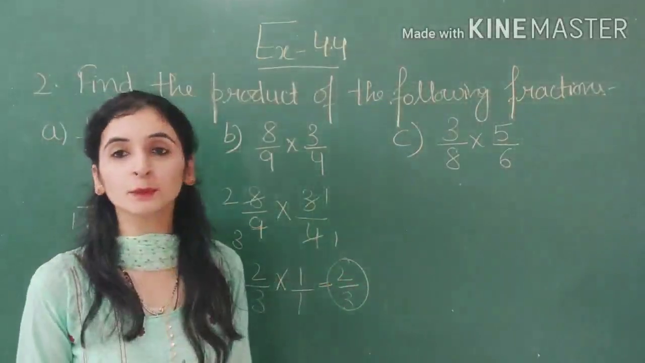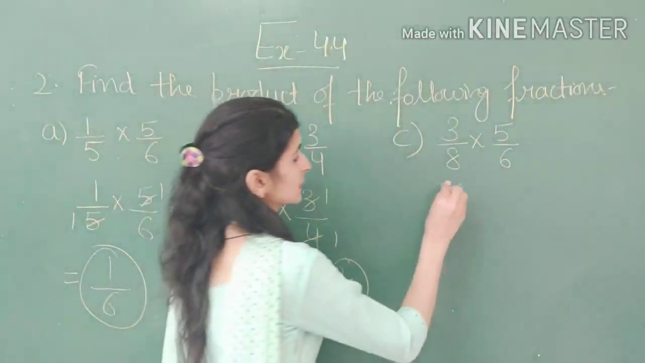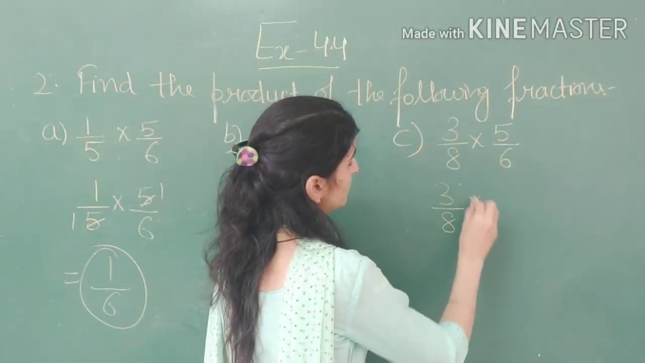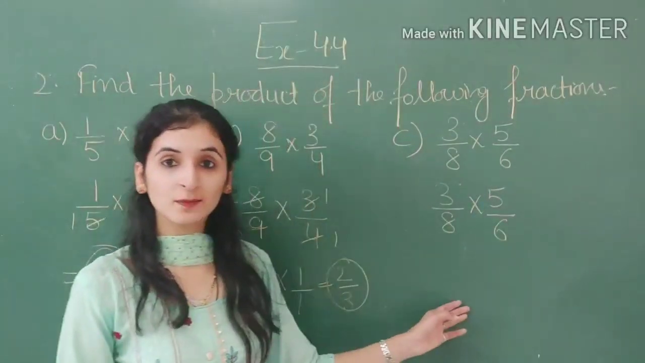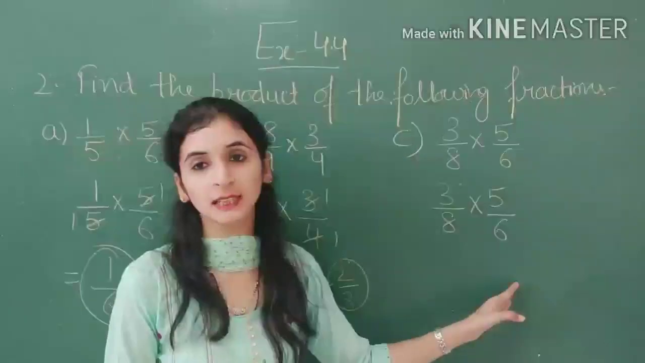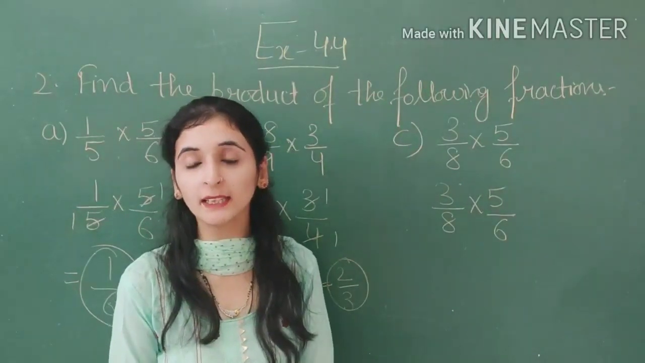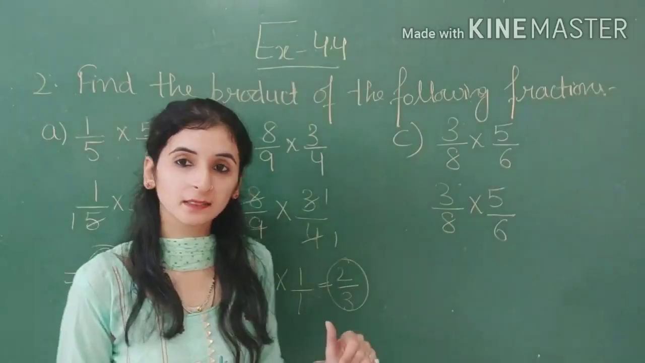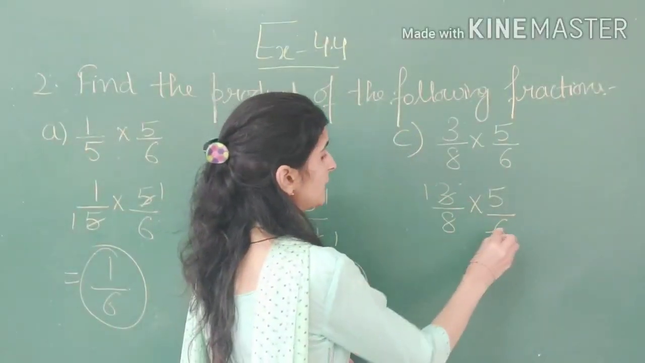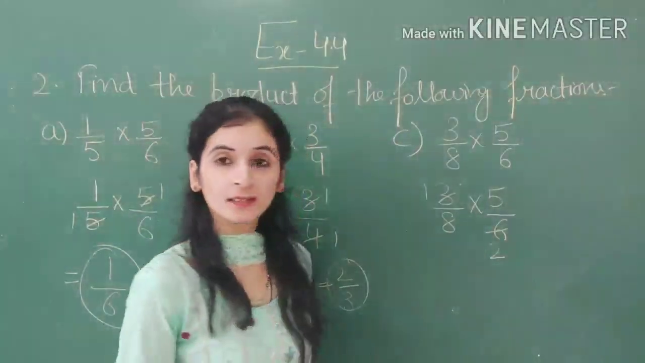Okay. Now let's come to C part. 3 by 8 multiplied by 5 by 6. And as we all can see, this 3 and 6 both are divisible by 3. So we can divide this 3 and 6 by 3. 3 ones are 3 and 3 twos are 6.